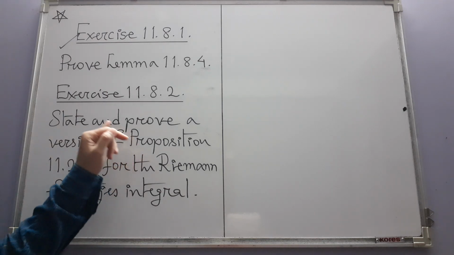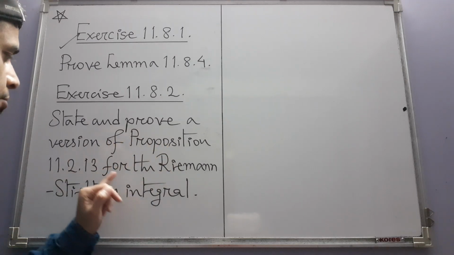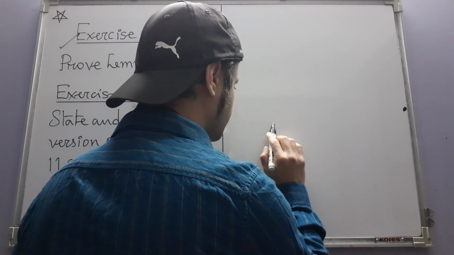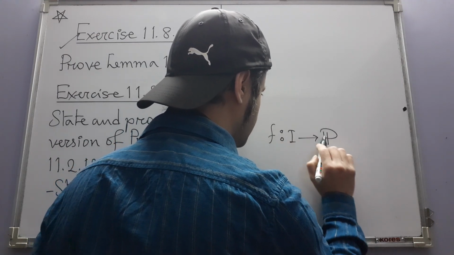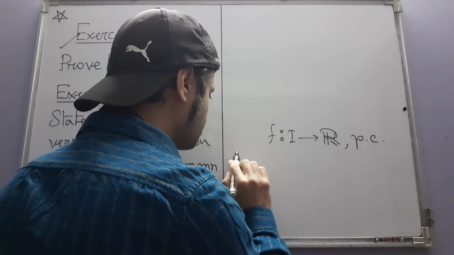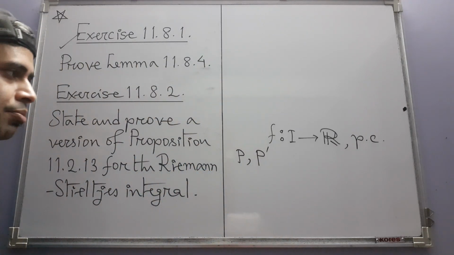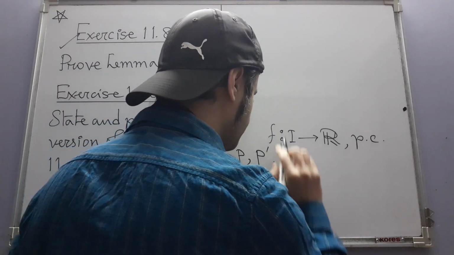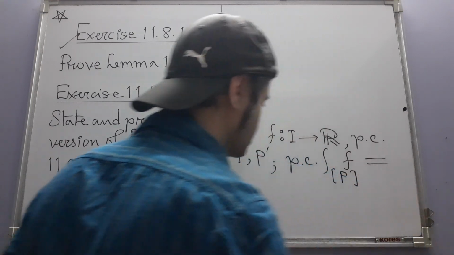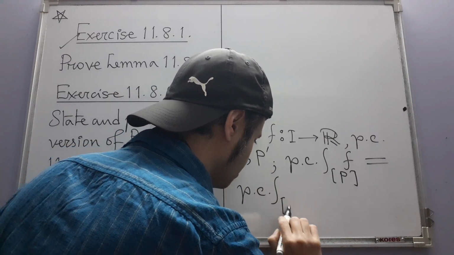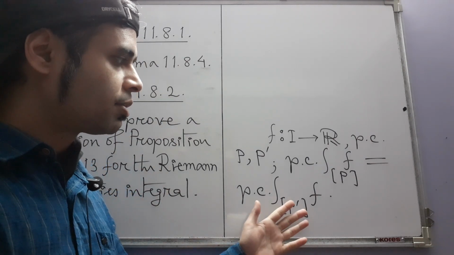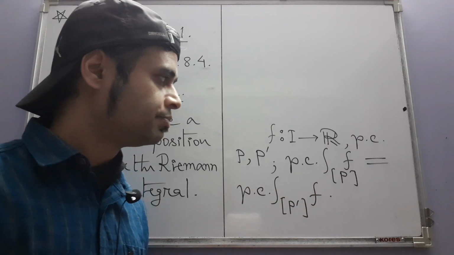In the next one, we have to state and prove a version of proposition 11.2.13 for the Riemann-Stieltjes integral. The original proposition was this. Suppose f is a piecewise constant function on the bounded interval I, and f is piecewise constant with respect to two partitions P and P prime of I. Then the PC integral of f with respect to the partition P is the same as its PC integral with respect to P prime. This was proposition 11.2.13. And now we have to first of all state its Riemann-Stieltjes integral version and then prove it. So let's start the solution.